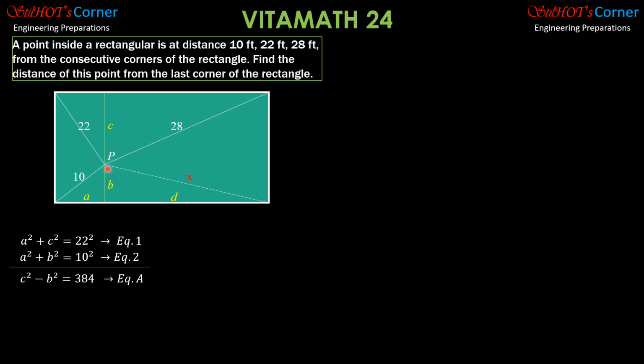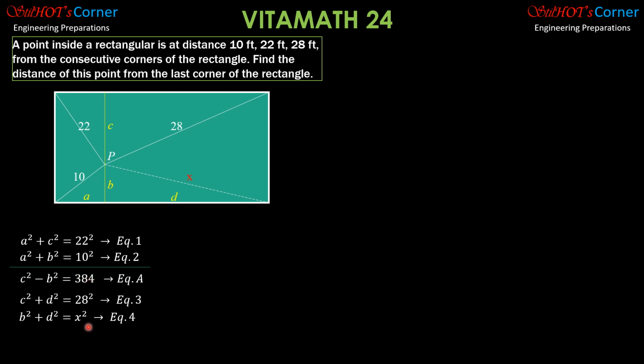Then on the other, for these two triangles here, we have c square plus d square equals 28 square. In this right triangle, by the way, call that equation 3. In this triangle, we have b square plus d square equals x square. Call that equation 4. We can eliminate d square and form the difference c square minus b square. And take note, it is 384 from equation A.